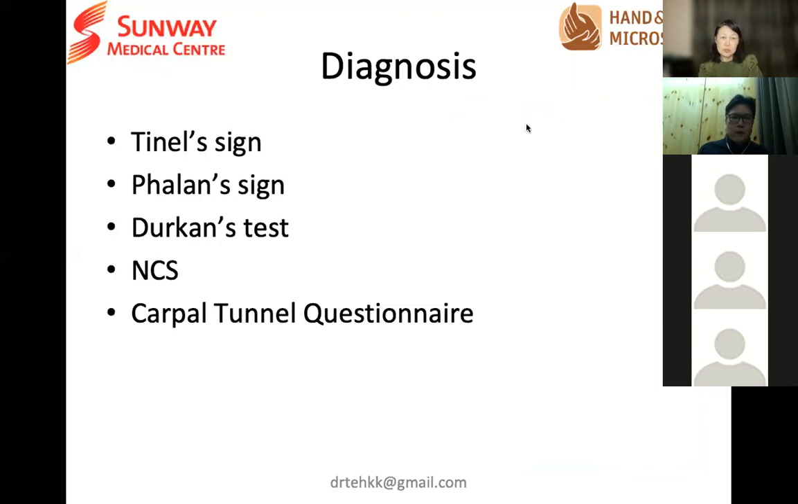But how do you make a diagnosis? You do that by eliciting some Tinel signs, where you tap the median nerve over the wrist, Allen sign, Durkin's test. I'm not going to go through this in detail. I hope people can read this up, and most of the people who are here probably already do this in their practice every day.